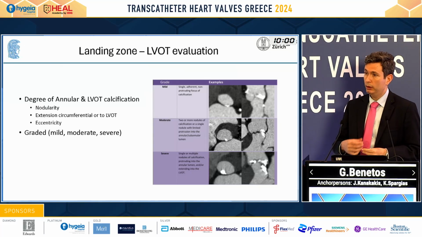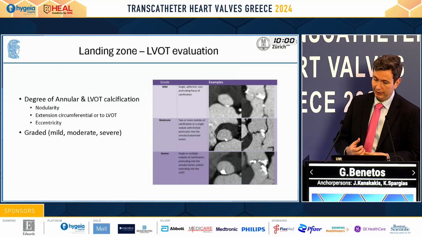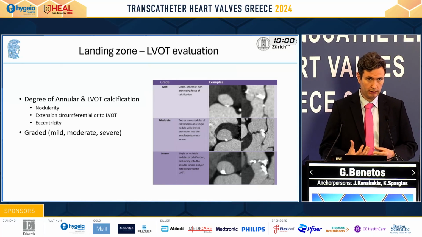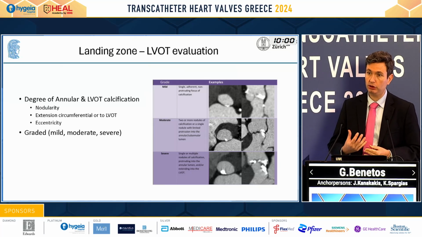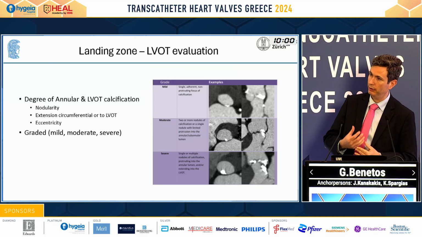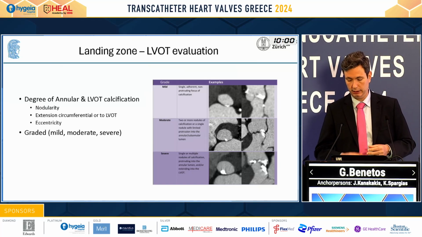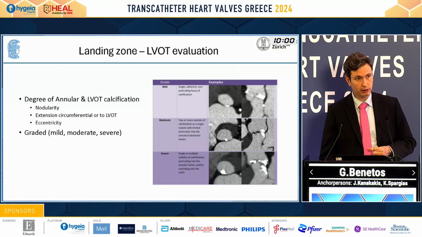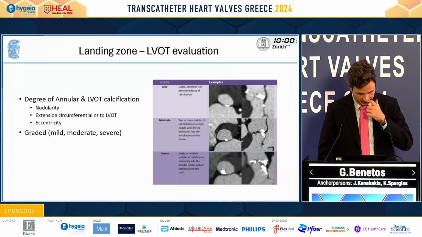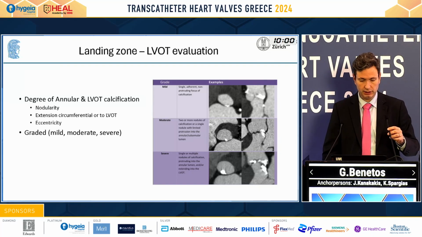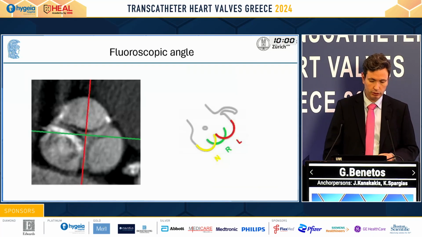It's very important that we mention in our report the degree of LVOT calcification, in case there is any, because it's very important for the interventional cardiologist to know that there is excess LVOT calcification, which can lead to potential complications, including PVL or even aortic rupture. We describe it with semi-quantitative grading: mild, moderate, or severe.